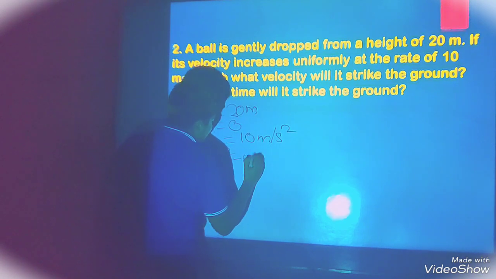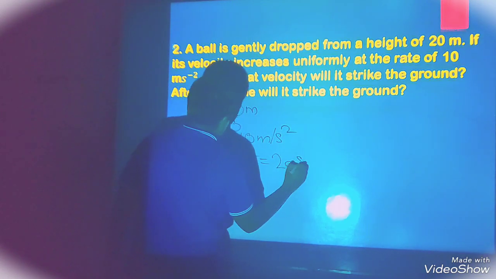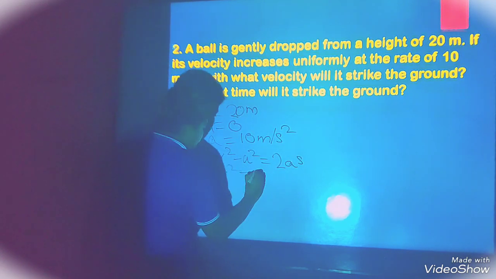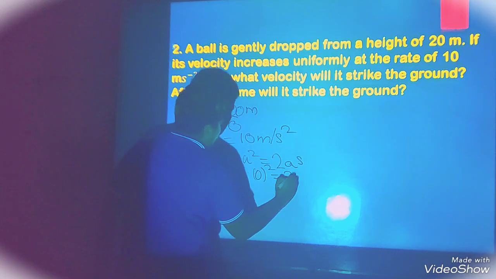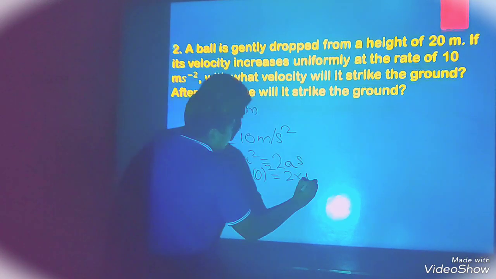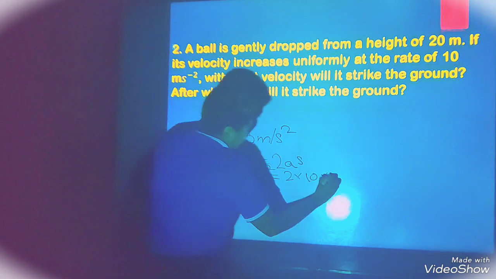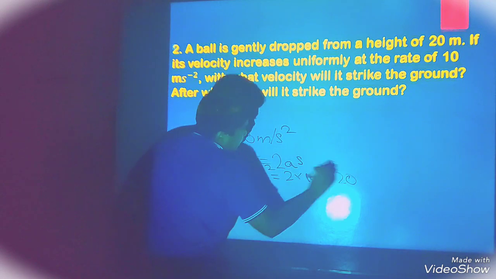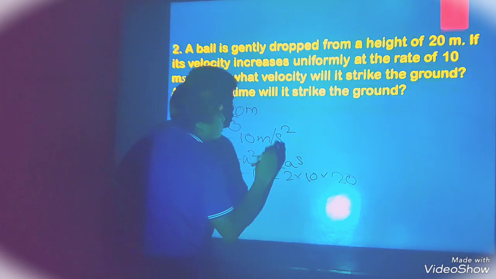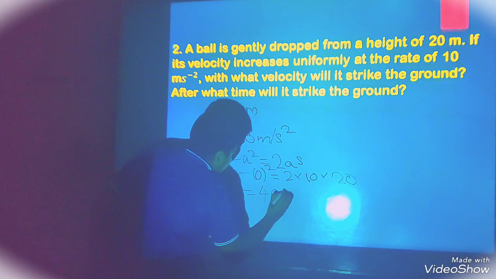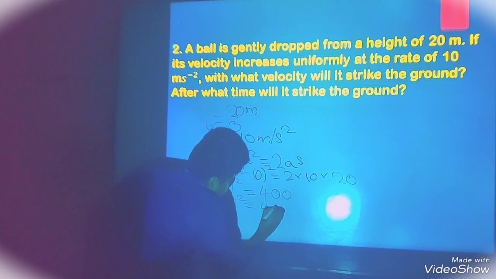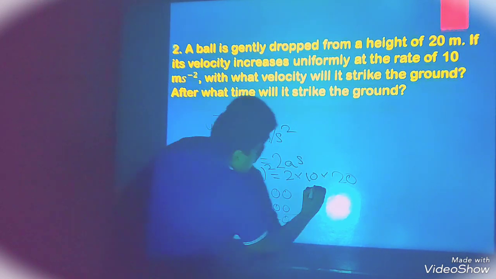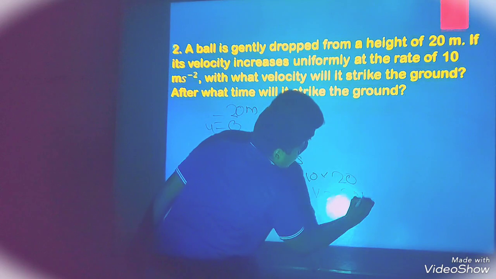v² − u² = 2as. Here we have to find v². So u² is equal to 0. So v² = 2 × acceleration, which is 10, × distance, which is 20. So v² = 20 × 10 × 10... v² = 400, and v is the square root of 400. So v is equal to 20 meters per second.